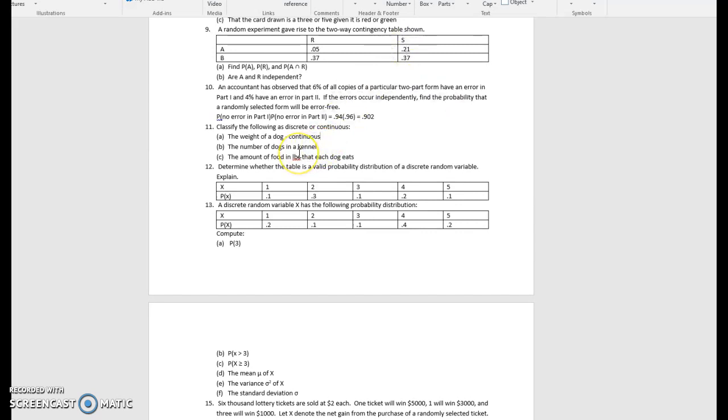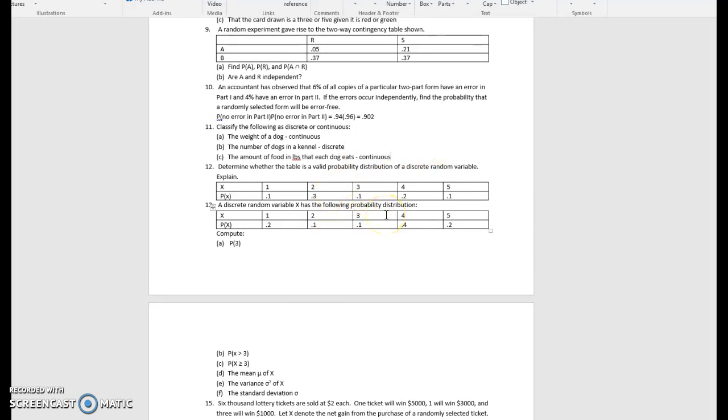Let's look at B, the number of dogs in a kennel. Well, this is a counting number, so this is discrete. C, the amount of food in pounds that each dog eats. Well, again, we can have a decimal when we're talking about the amount of food in pounds. We could have 3.5 pounds. So since we can have that decimal, this is continuous.